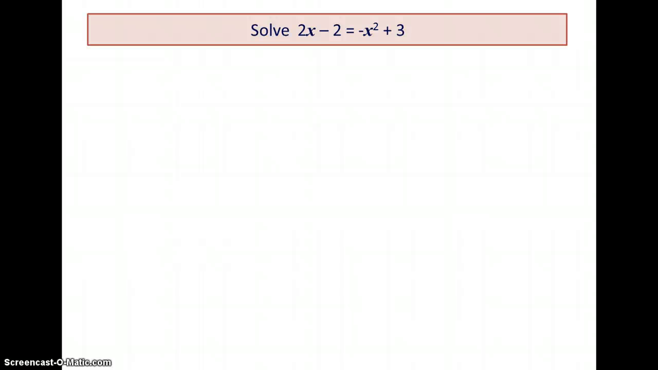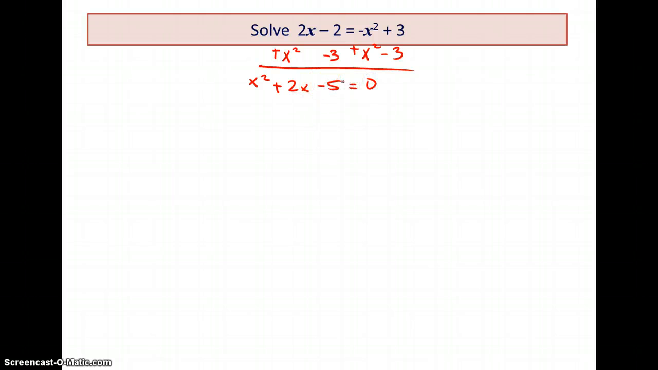Solve 2x minus 2 is equal to negative x squared plus 3. This one looks a little bit different. You may notice that everything is not on one side like it was for the previous example. So I'm going to have to change that. I'm going to move these two terms over to the right side. To do that, I'm going to add x squared and add x squared. I'm also going to subtract the 3 and subtract the 3. So I get x squared, minus, just kidding, plus 2x minus 5 is equal to 0.